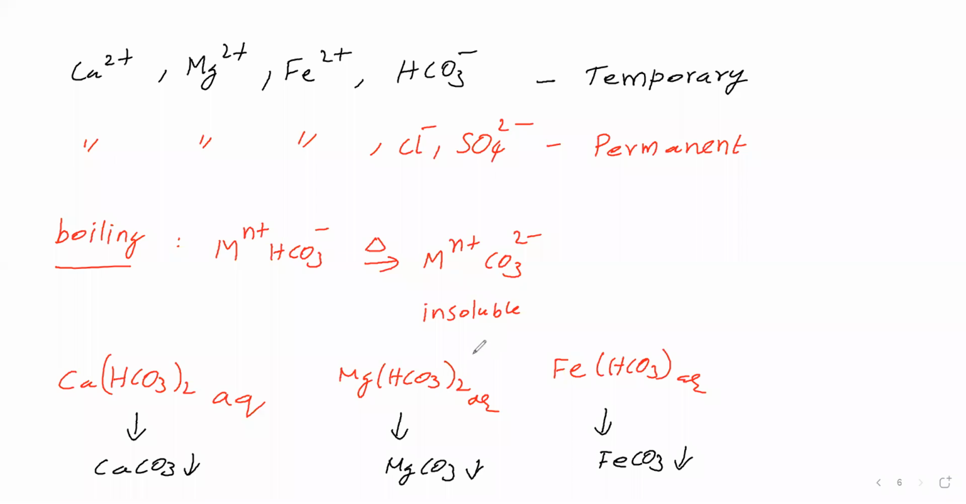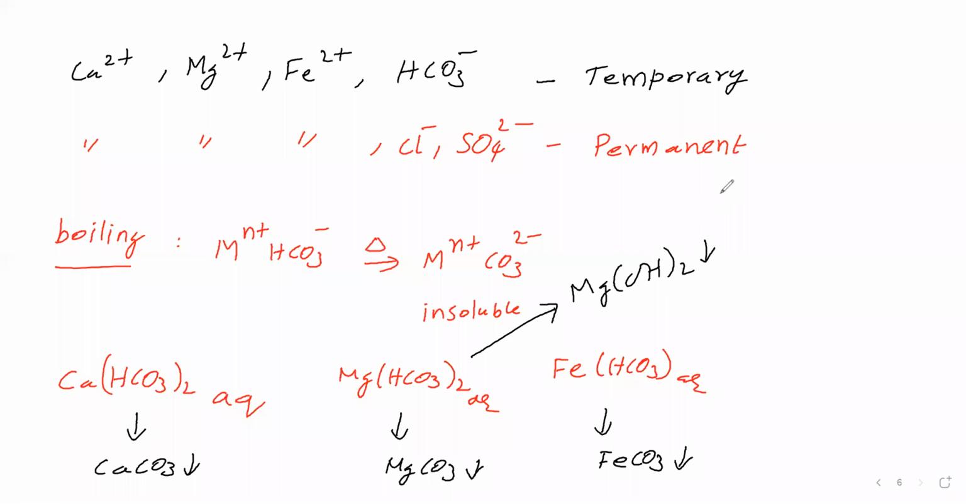Another possibility is that magnesium bicarbonate can precipitate as magnesium hydroxide. Magnesium hydroxide has lower solubility, while magnesium bicarbonate has high solubility. Therefore, magnesium bicarbonate mainly precipitates as magnesium hydroxide. So calcium bicarbonate precipitates as calcium carbonate, and magnesium bicarbonate precipitates as magnesium hydroxide.